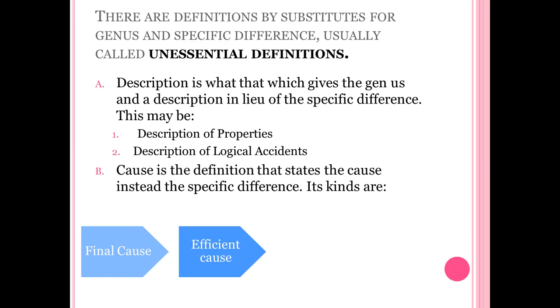So basically, there is a description of activities pointing to the cause of the activity. If you have leukemia, it is a disease, and the cause of this disease is an abnormal increase in the number of leukocytes in the tissue and in the blood. So that is efficient cause.